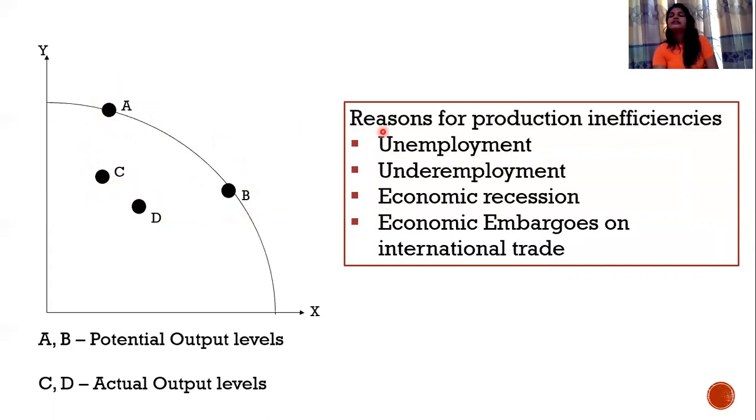Okay, then reasons for production inefficiencies. As I told, unemployment and underemployment. Those two reasons I have already explained. And then economic recession. Economic recession is a short-term decline in economic activities. So when there's a short-term decline in economic activities, the economy won't operate on the PPC. Instead, it will operate within the PPC. And then economic embargoes and international trade, which will be discussed in a while.